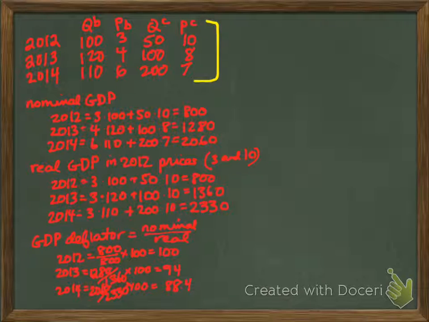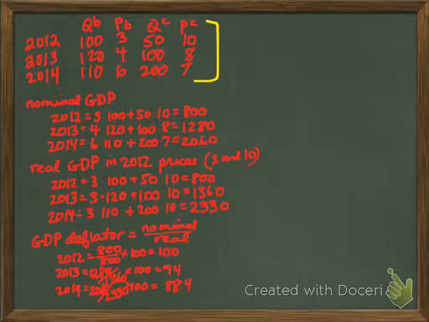We have the price of bread, 3, 4, and 6, and quantity of bread produced in the economy, 100, 120, 110. We have the price of circuses, 10, 8, 7, and the quantity of circuses, 50, 100, and then 200.